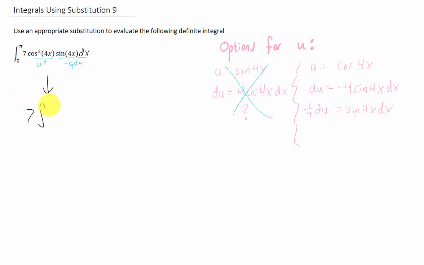I'll pull the 7 out. We'll talk about the limits in a second. We get u squared, as we said before, times a negative 1/4 du. We can pull that negative 1/4 out of the integral, and now maybe is a good time to discuss limits.